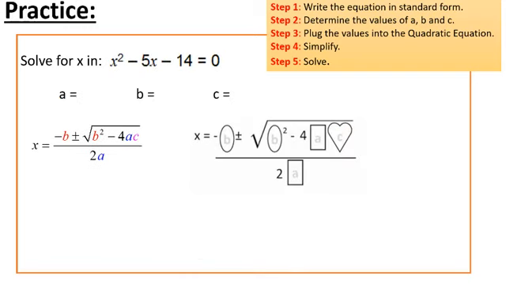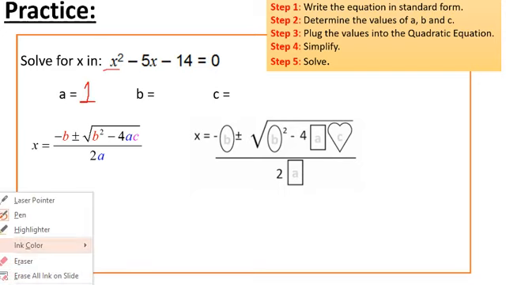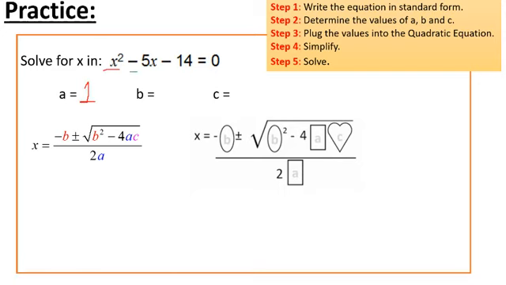So let's work on an example together. Solve for x in x squared minus 5x minus 14. So the first thing we want to do is make sure our equation's in standard form. It is. It's equal to 0, so we're good. Now we're going to determine the values of a, b, and c. So my a is with my x squared. Remember, there's an imaginary coefficient there of 1. My b is with my x term, which is negative 5, and then my c is negative 14.